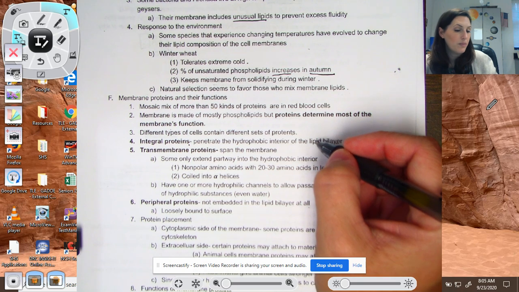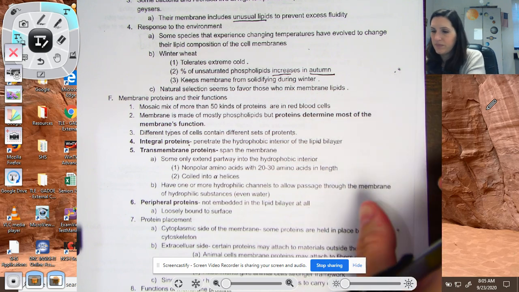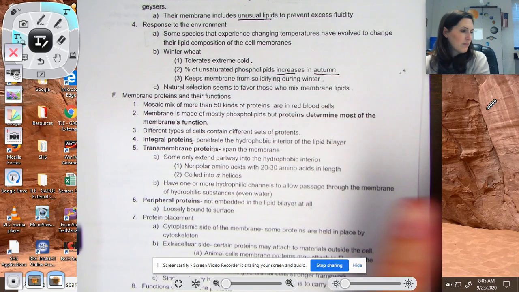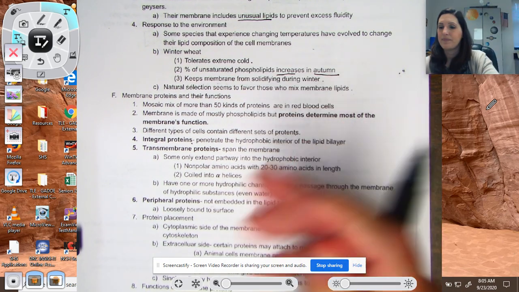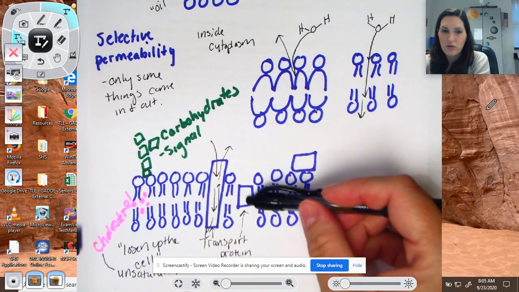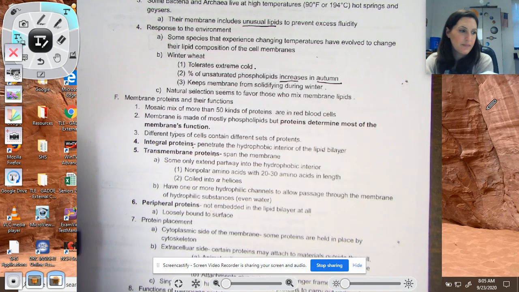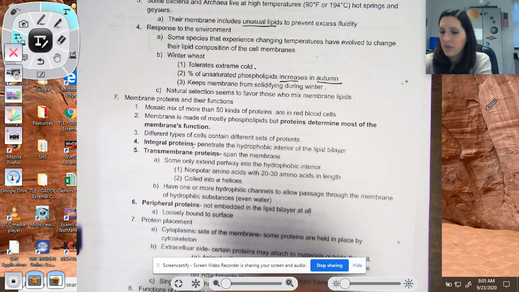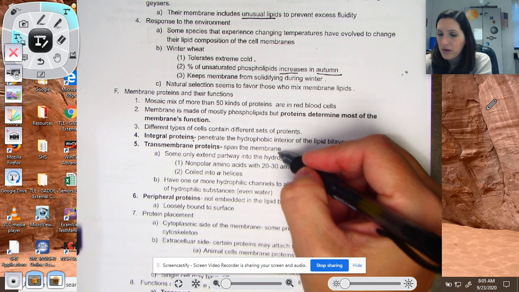Okay, so if we drew, do my drawing. There it is. So these would be the integral ones. They're only in the middle. Okay. The transmembrane protein spans the membrane.